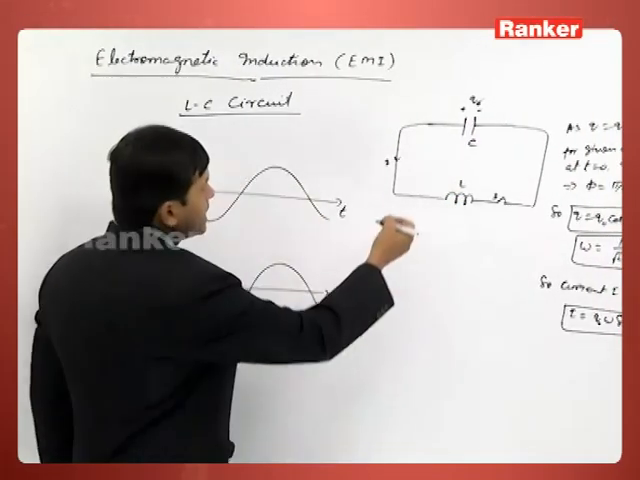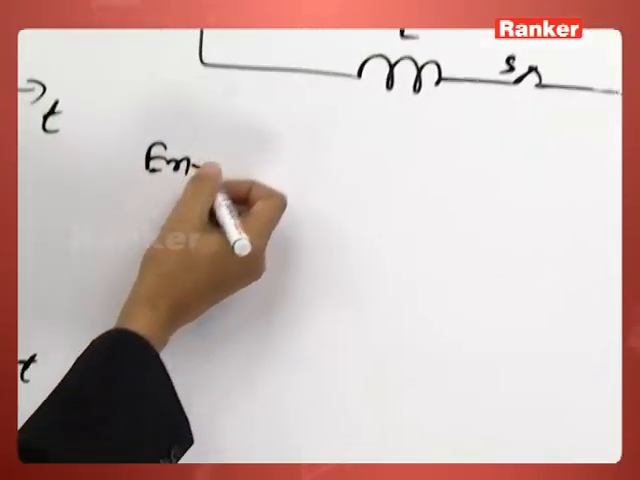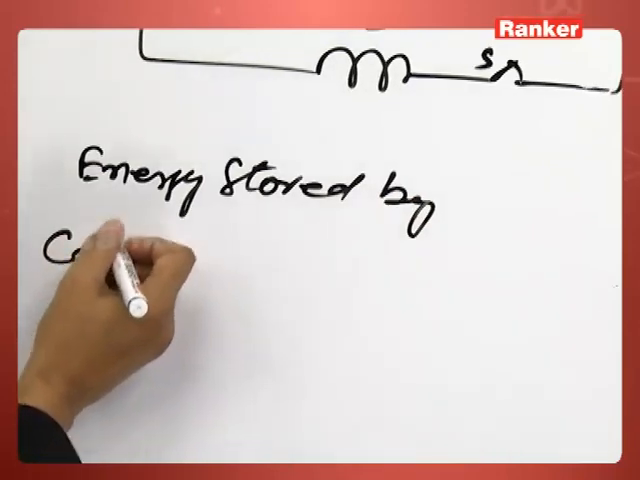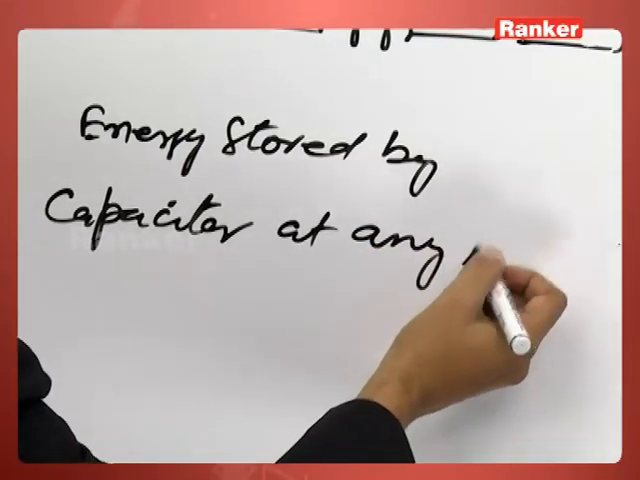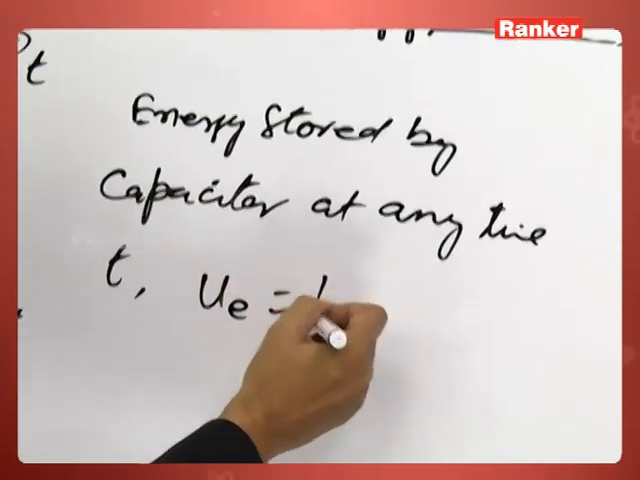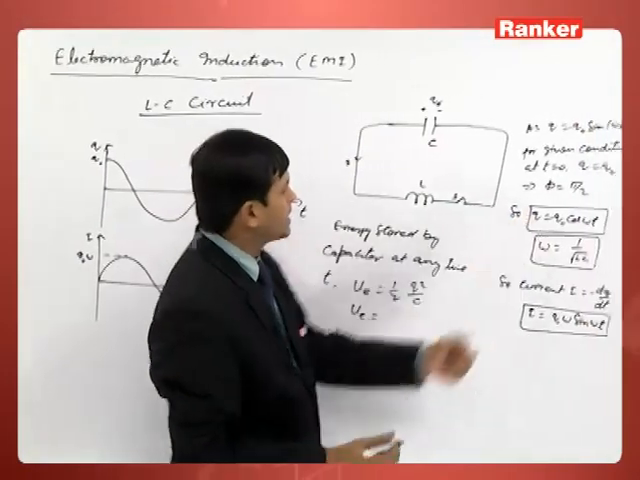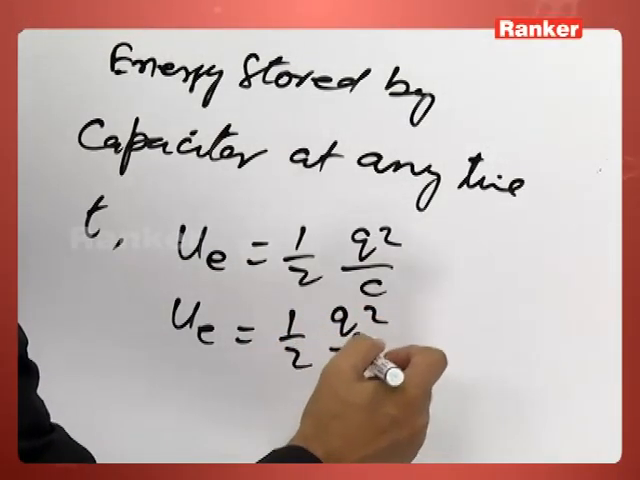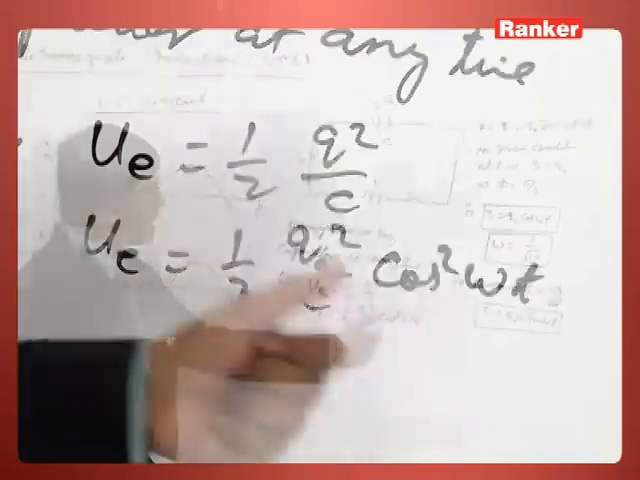So now, the energy stored by the capacitor at any time t, that is the electrical energy UE, we can write as half Q square by C, which is written as half Q naught square by C cos square omega t. This is the variation of energy in the capacitor.